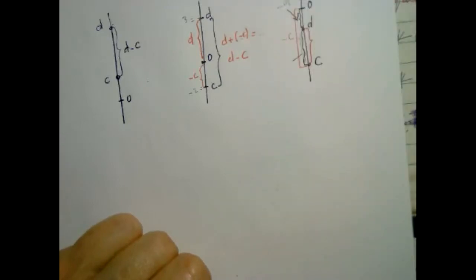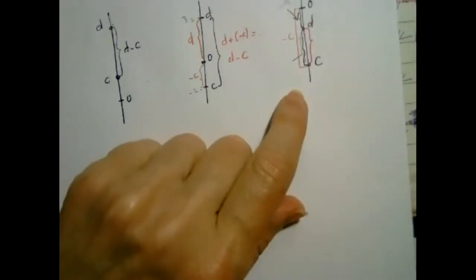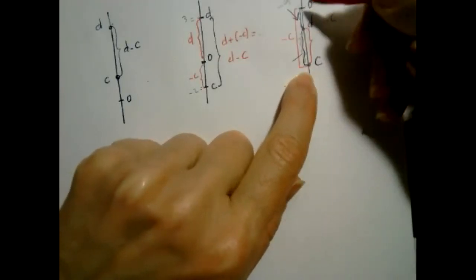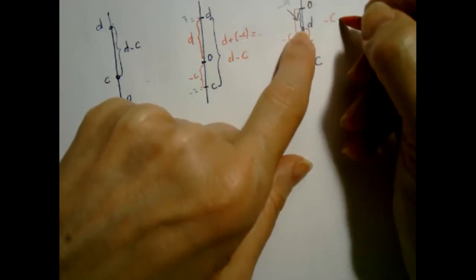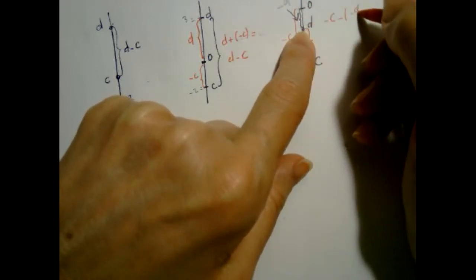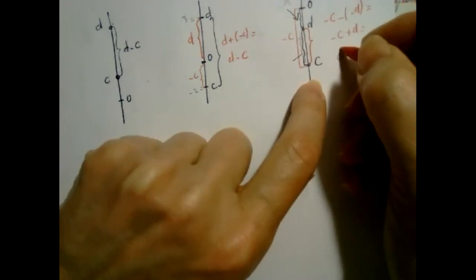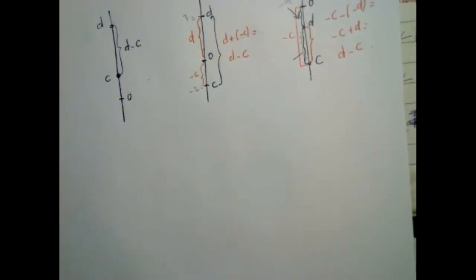0 minus D. So what's the total distance now? It's minus C. This one. You take away from it the top part, which is going to give me minus C plus D. It means D minus C.